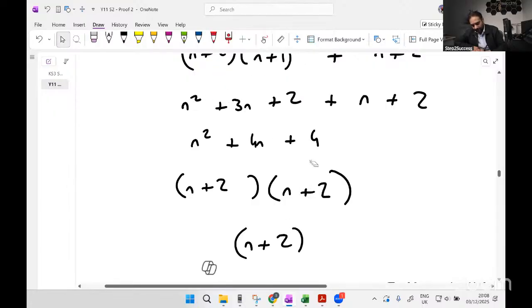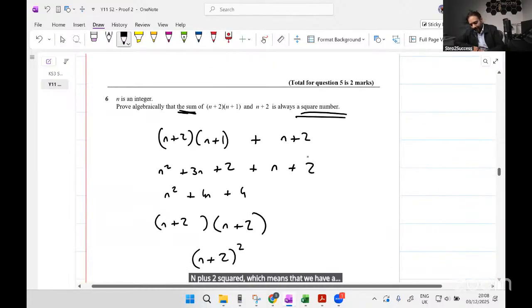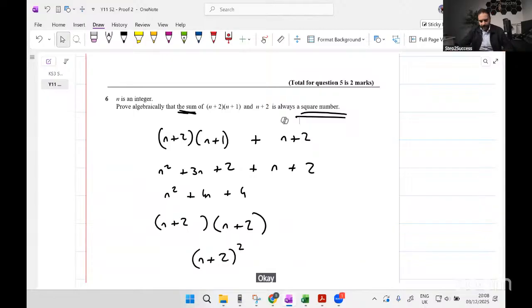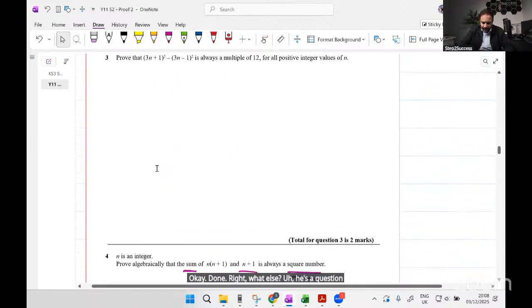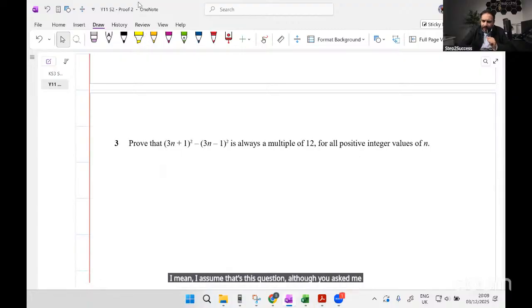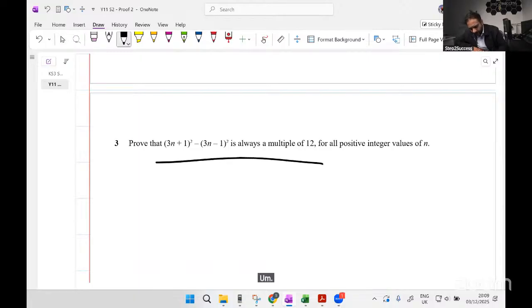N plus 2 squared, which means that we have a square number. Okay, done. Right, what was else? You said question 3, proof. I assume that's this question, although you asked me about expanding before that. Prove that this is always a multiple of 12.